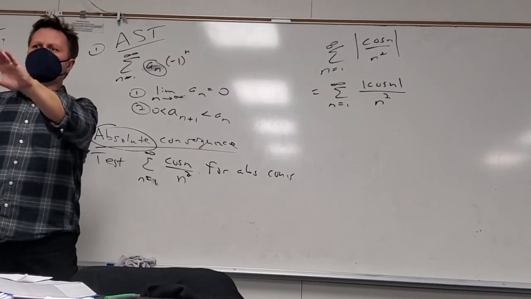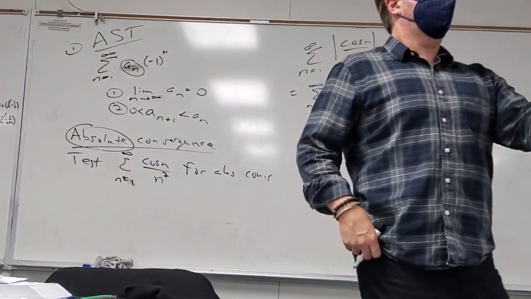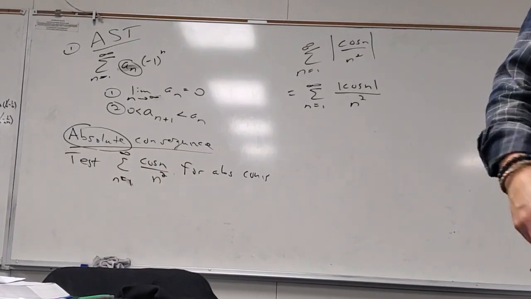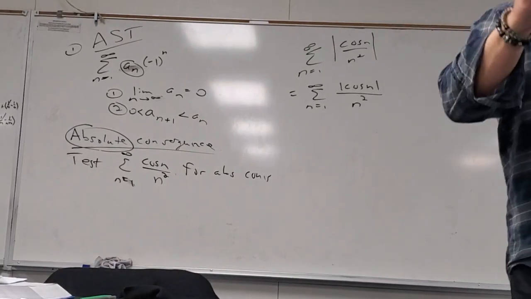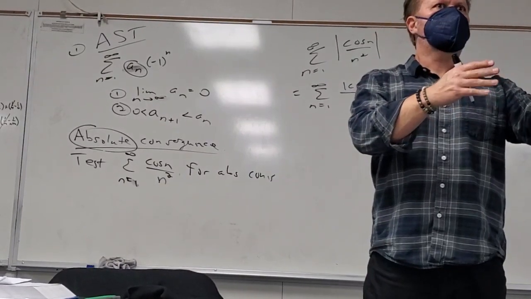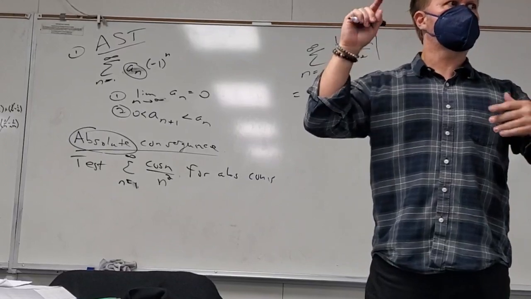There is a test we recently learned that will make this crazy easy to investigate. In fact, somebody just told me what's true about cosine. What's true about the absolute value of cosine n? It goes from 0 to 1. What test would allow me to use the maximum value to say something about this?